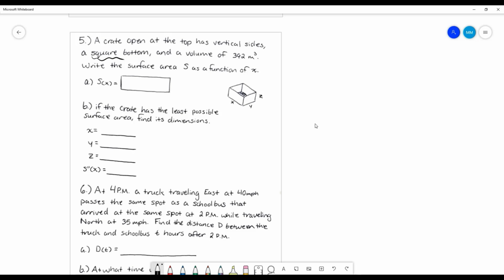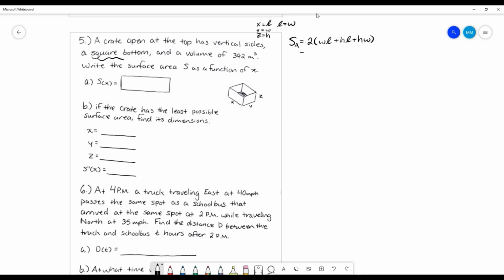Okay, so the surface area for the typical rectangular prism is 2 times the width times the length plus the height times the length plus the height times the width. But what's important to notice here is two things. First, it's an open topped box, and second, it has a square bottom. So I'm actually going to say that x equals our length, y is our width, and z is our height, right? I know that our length and our width in this case are equal because it's a square bottom.